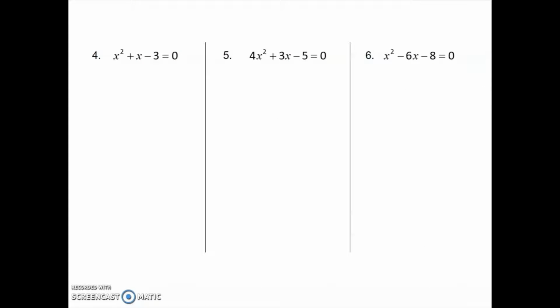3 more for you to have a go at. Exactly the same. Could you pause the video at this point? Could you show me your full working out and full understanding to get your 2 solutions for each quadratic equation?